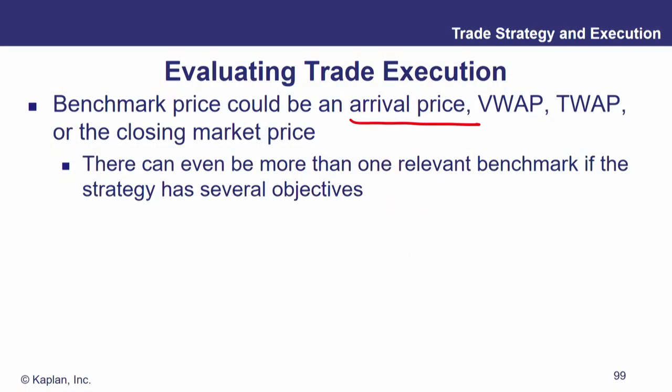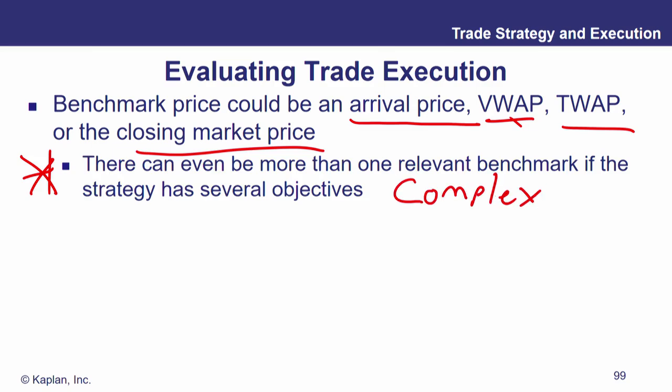Okay, so what are some typical benchmark prices that we can use? Well, we can use arrival price. You know, we saw that in implementation shortfall. VWAP, TWAP. We could use a closing market price. We could use opening market price. There's an endless number of benchmarks that we can do. But the other thing that I want you to keep in mind, we may have to use more than one relevant benchmark if the strategy has several objectives. So again, this gets a little bit messy. This becomes complex. But the simple part of it is, as soon as we can agree on the appropriate benchmark, then we know how to analyze and evaluate these executions.